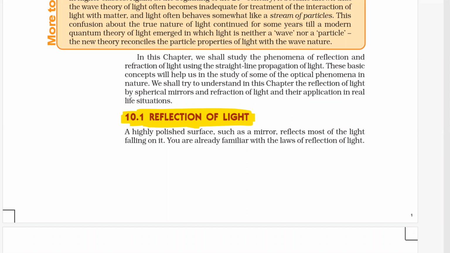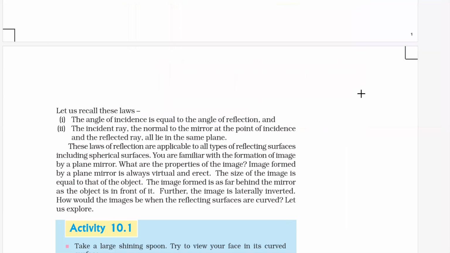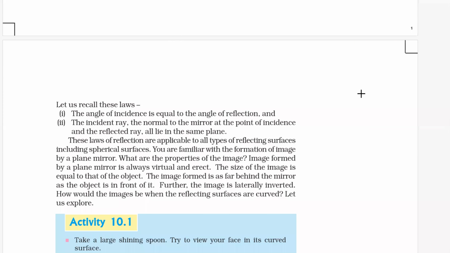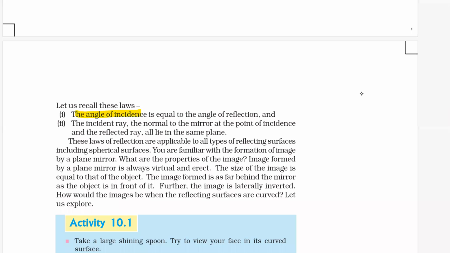Now a highly polished surface such as a mirror reflects most of the light falling on it. You are already familiar with the laws of reflection of light. In the case of a mirror, it reflects most of the light falling on it, and there are laws of reflection. Angle of incidence is equal to angle of reflection, and the incident ray, reflected ray, and normal all lie in the same plane. This you have seen in lower classes.